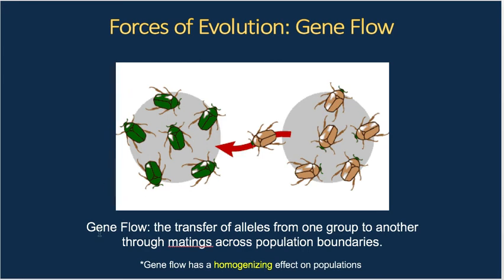As it says here at the bottom, gene flow has a homogenizing effect, which means basically that even very low levels of gene flow between these two populations will keep the populations relatively similar. So homogenizing just means keeping the populations the same. So even low levels of gene flow, low levels of breeding between these two populations will keep the populations fairly similar genetically. It'll keep them from diverging too far away from each other genetically.